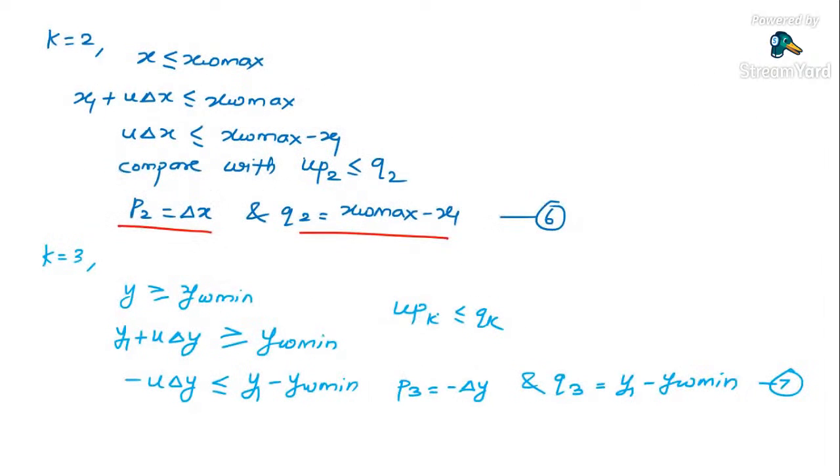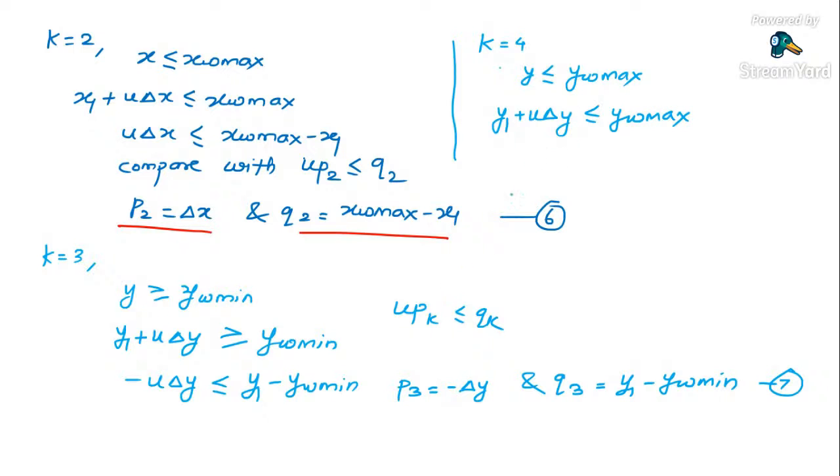Similarly, find out for k equal to 4. So that it is nothing but y is less than or equal to yw max. Put the y value: y1 plus u delta y less than or equal to yw max.